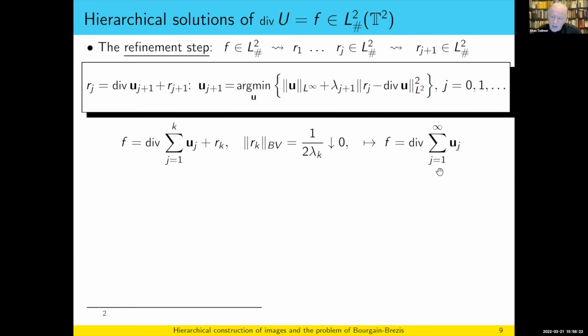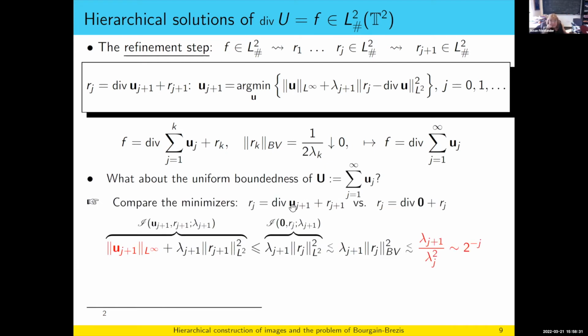Okay. So now we come to the delicate matter. Is it true that this something, this infinite sum, is uniformly bounded? Let's see. So the idea is this. When we do this refinement step, and we get that the residual is decomposed into a divergence plus another residual, of course, this minimization is the minimizer, the best possibility. So that's what is written here. Uj plus 1 in L infinity plus lambda j plus 1, Rj plus 1. That's exactly this iteration. It's clearly the best. So it's better than if we choose here U to be 0.